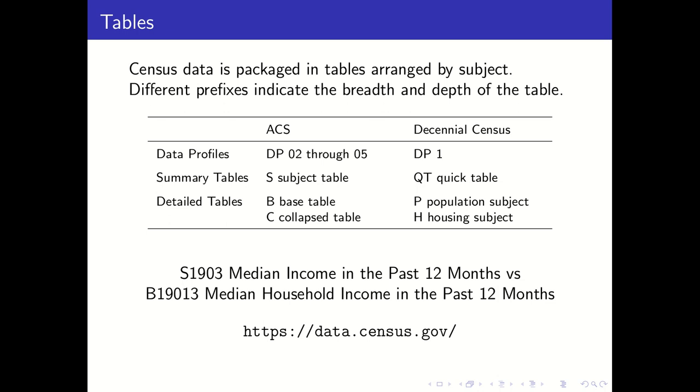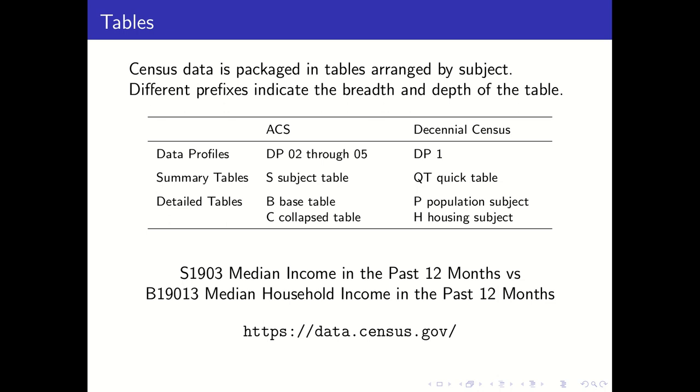Below this are the subject tables in the ACS, or in the 2010 census they were called quick tables. These contain fewer variables that are grouped around a specific subject, like the labor force, education, or income. They'll contain a number of variables related to those topics, cross-tabbed by age, sex, and race, with counts or estimates and percent totals.